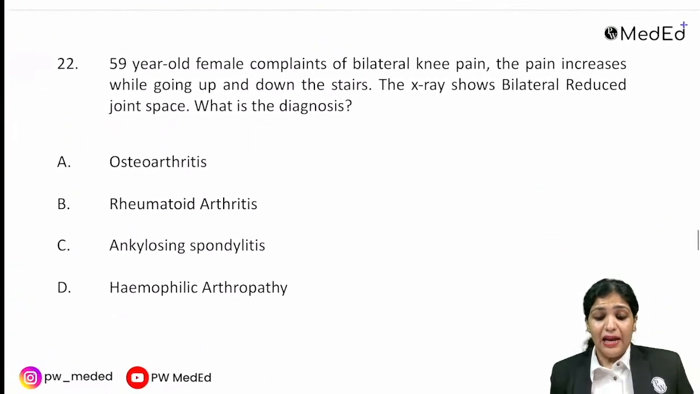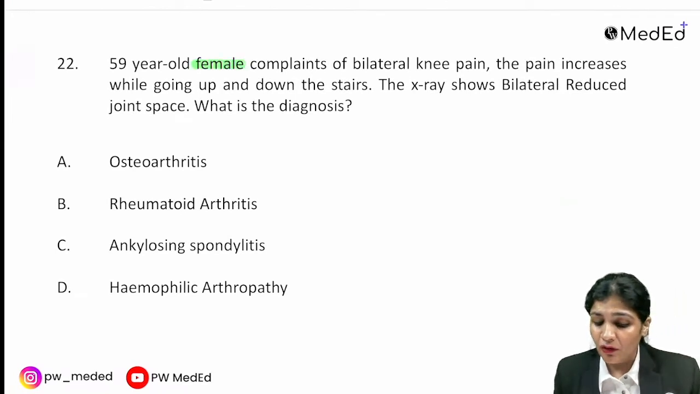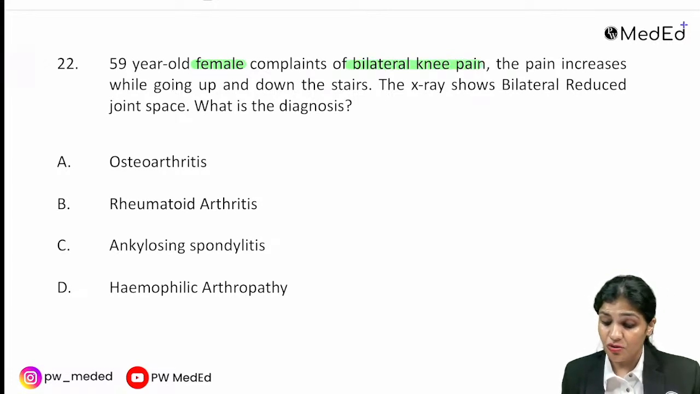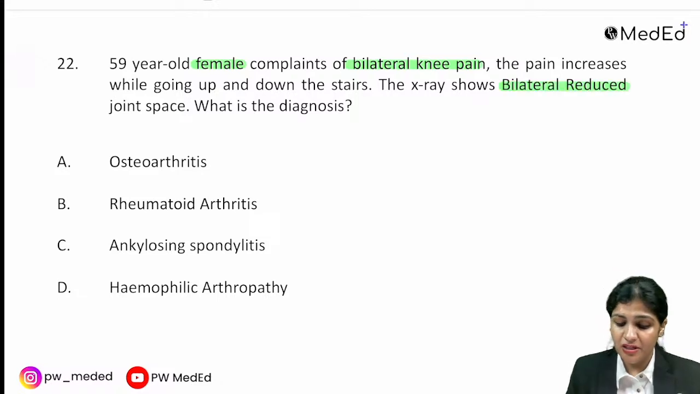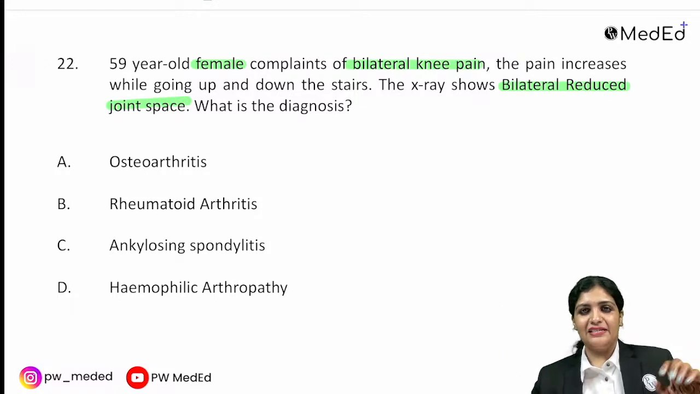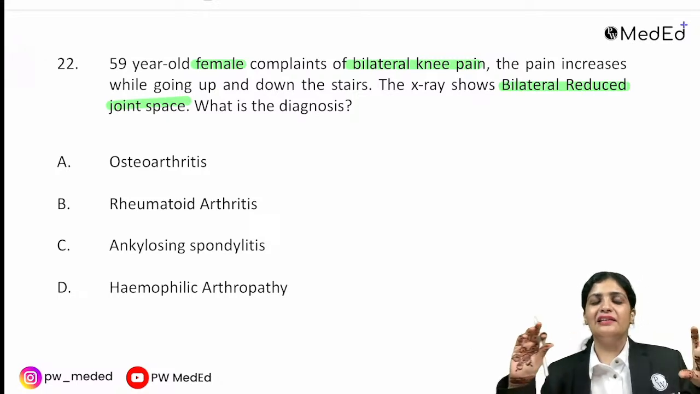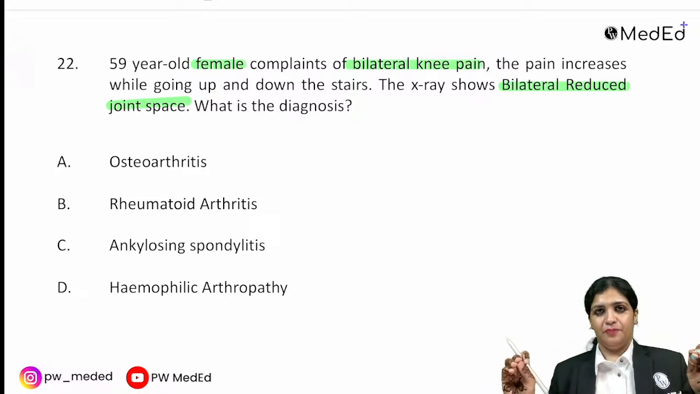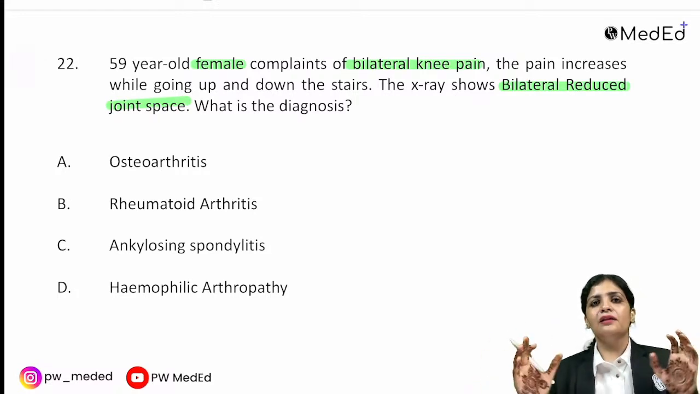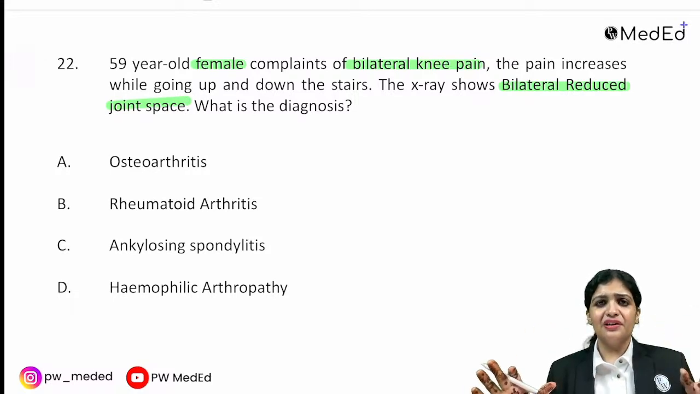So now the next one, here the 59-year-old female. Here there is a female complaining of bilateral knee pain. The pain increases while going up and down. The X-ray shows bilateral reduced joint space. When I discussed the joints and the X-ray findings, we have two types of joints which you have to always take care of. One is the degenerative one and the next important one is the inflammatory. There are various others such as crystal deposition and the seronegative arthritis, but the main ones at your level are the osteo and the inflammatory, that is the degenerative and the inflammatory.